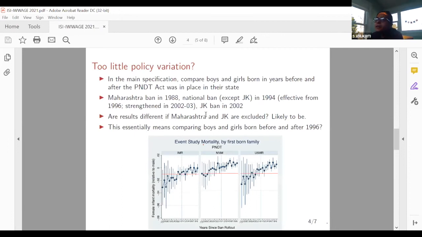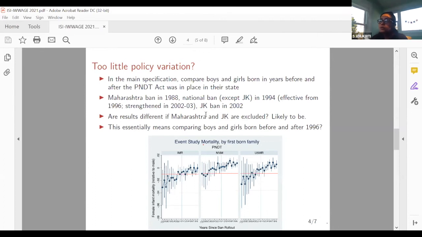Second, I'm a little concerned, though it's not something that you can do much about, that there is not that much policy variation in the analysis. What we see is basically Maharashtra has its ban in 1988. Then there is a national ban except for Jammu and Kashmir in 1994, which became effective in 1996 and then had more strengthening in 2002-3. And then there is a Jammu and Kashmir ban in 2002.